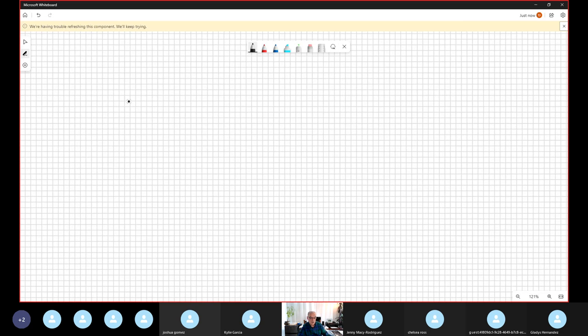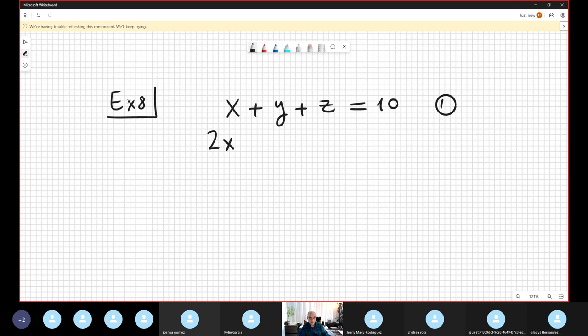Example one, number A. Suppose x plus y plus z equals 10. Equation 1. Then 2x plus 2y plus 2z equals 20. And suppose minus 5x, minus 5y, minus 5z equals minus 50.